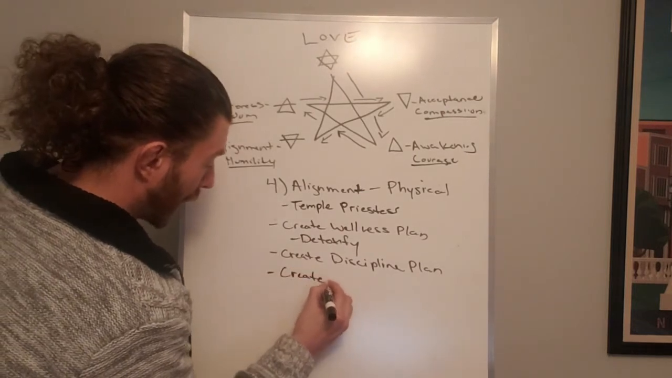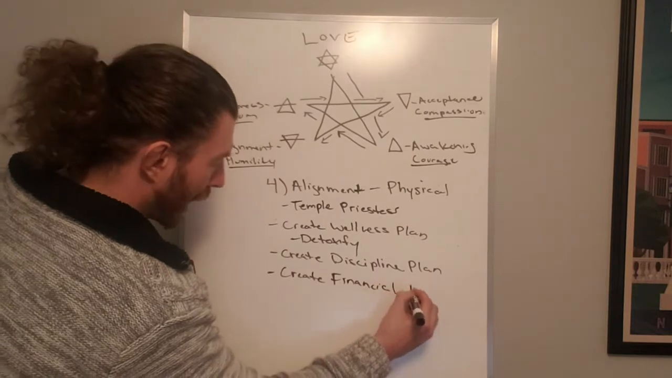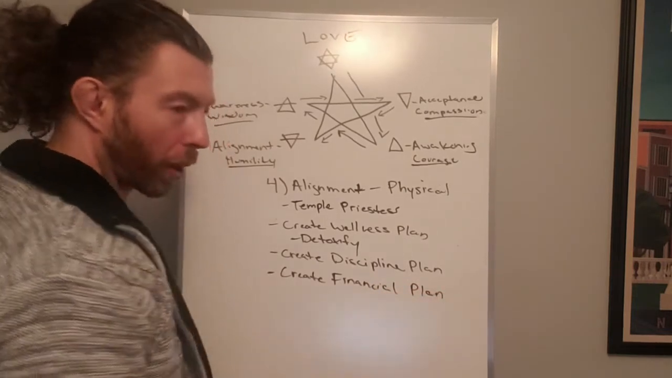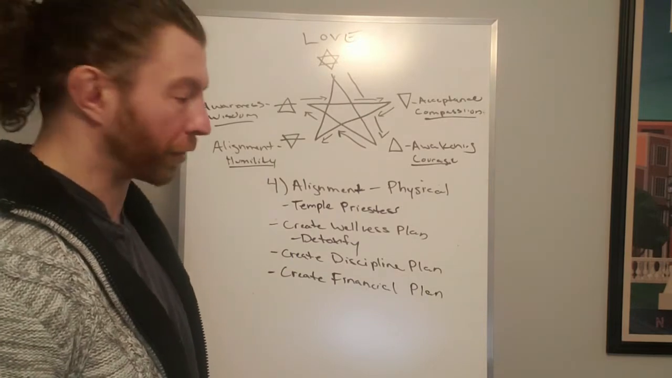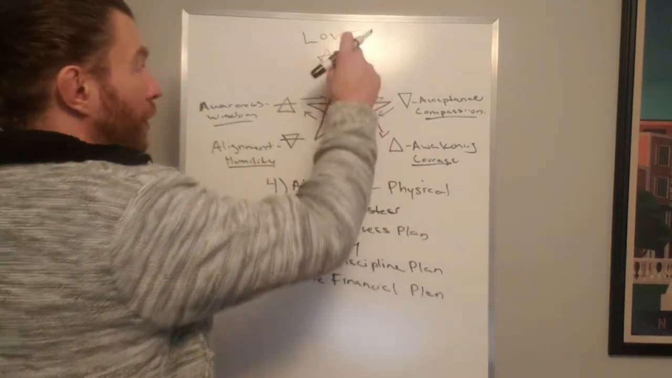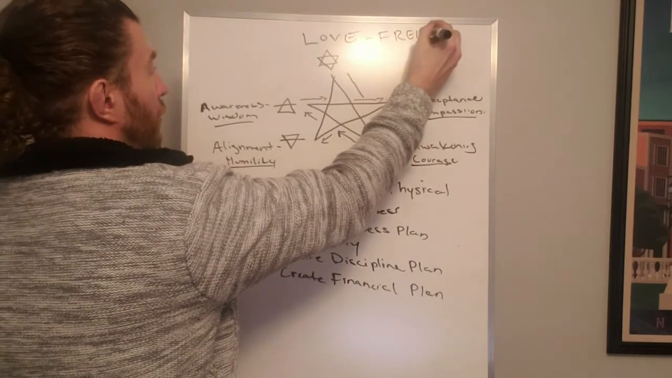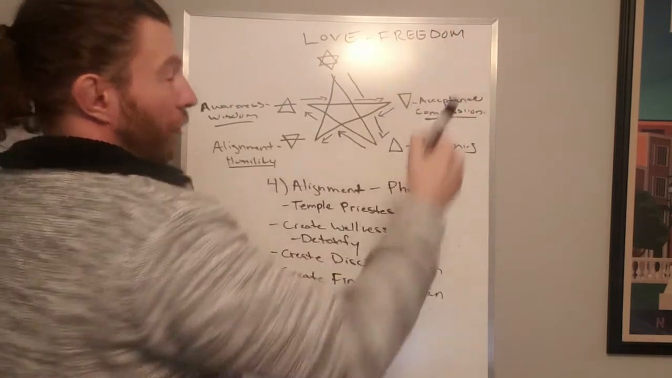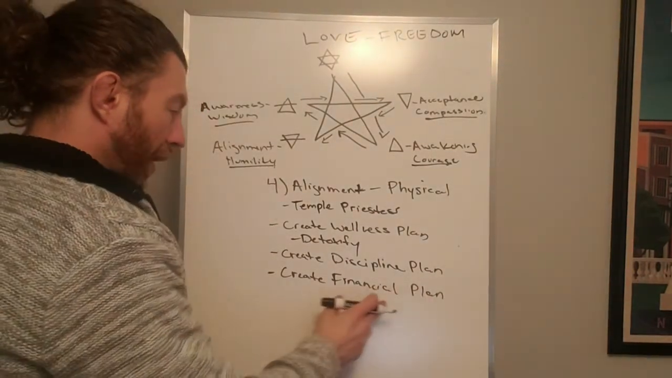Create a financial plan. How are you going to create financial freedom for yourself? We can't reach ascension if we got to work 60 hours a week, 50 hours a week, 40 hours a week to pay our bills. That's not freedom. This stage is a stage of freedom. And freedom doesn't happen working like a slave for somebody else. We gotta find freedom. That's part of the job. So create a financial plan.